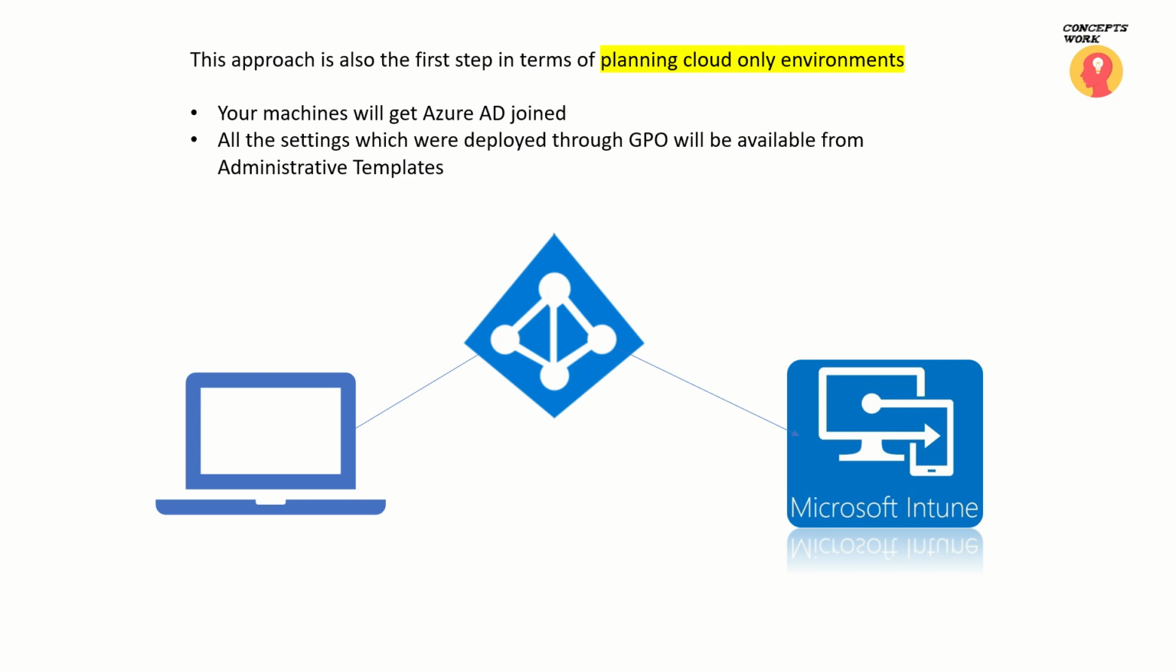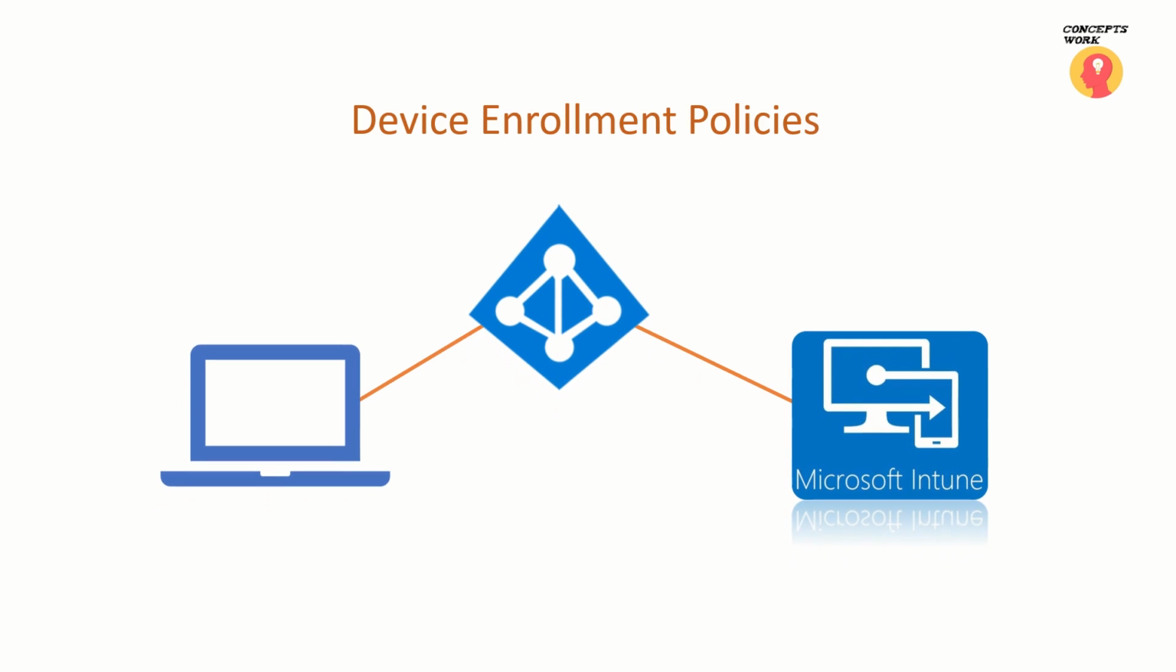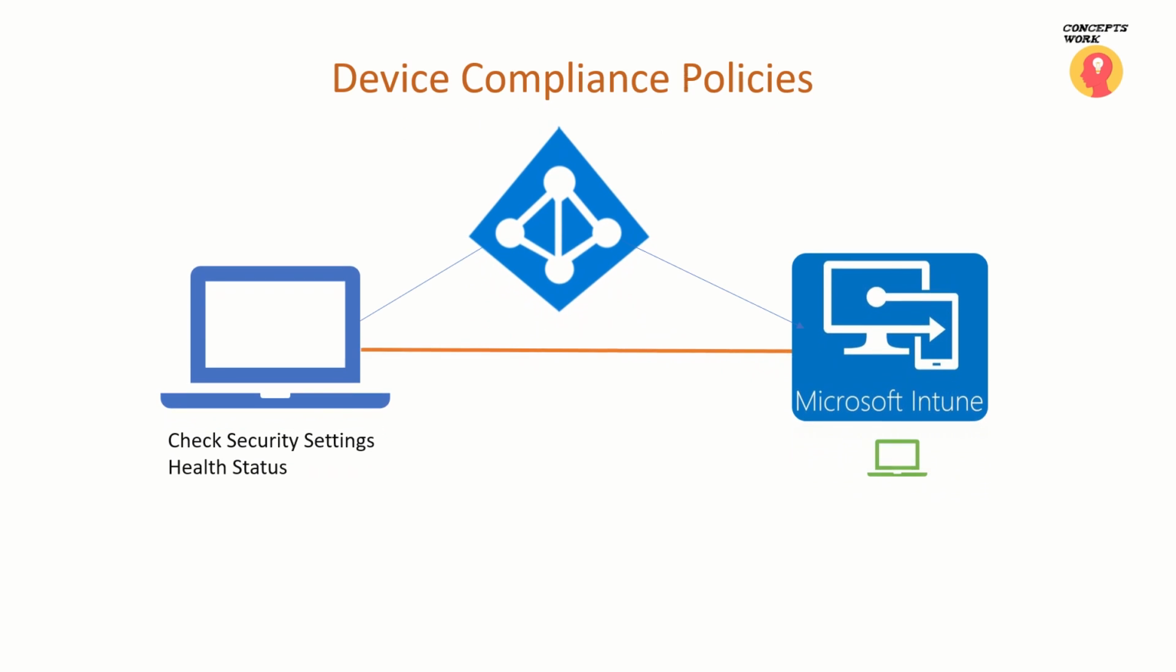So if I talk about the process which happens when a device is getting joined to Azure Active Directory or enrolled in Intune, the first set of policy which is applied would obviously be device enrollment policies. Now, once a specific device is enrolled in Intune, the next set of policies which are applied or checked are device compliance policies.